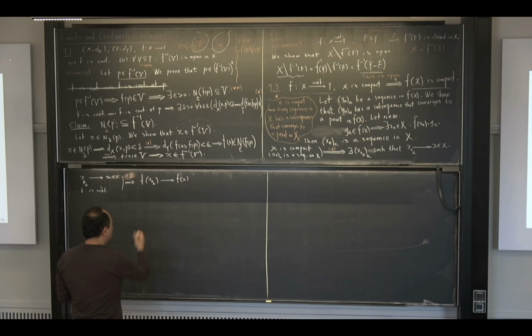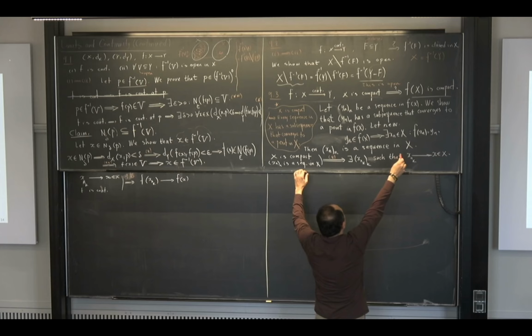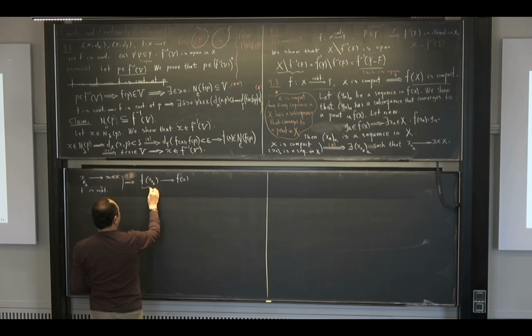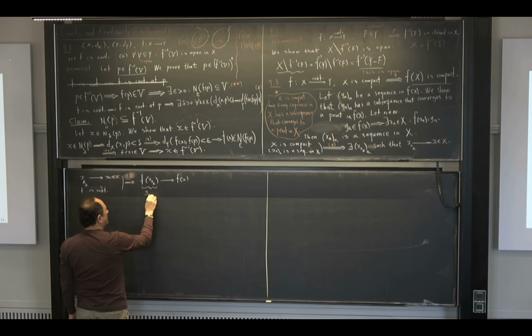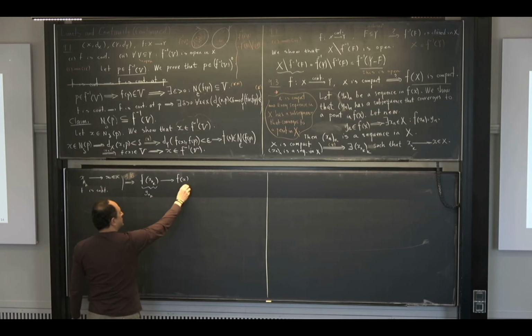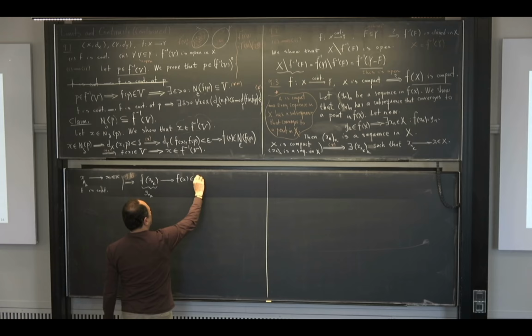Okay? Anyway, we are done. Because I was looking for a sequence, we show that. Why is that? Because what is this one, by the way? This is yn sub k. Yes? And it converges to f of x, which belongs to y.